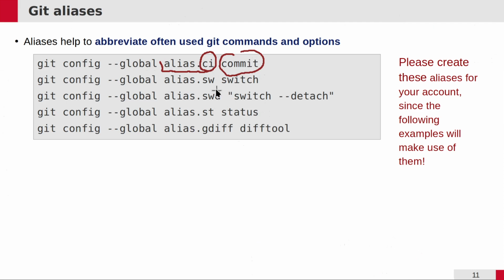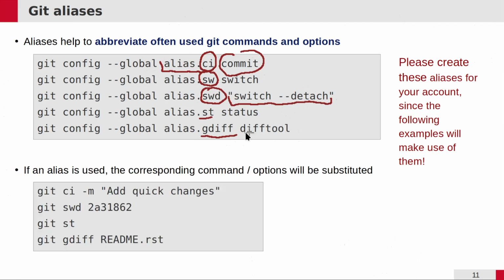You can also have something more complicated, like here I'm using swd for switch --detach. Then you have to put it in quotes if it's a more complicated command with an empty space here. Or I'm using st for status, and then I'm using gdiff, graphical diff, instead of having to type difftool. And I'm using sw for switch. And this is something you should also configure, because some of the examples which might come in the next lectures will probably use these abbreviations.